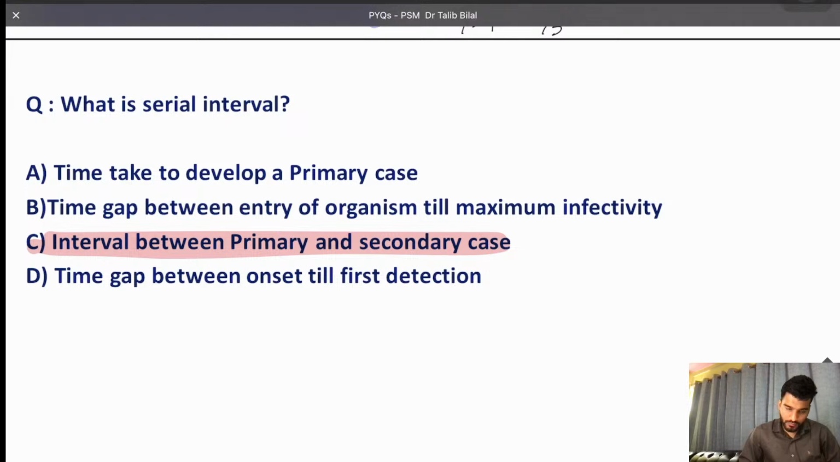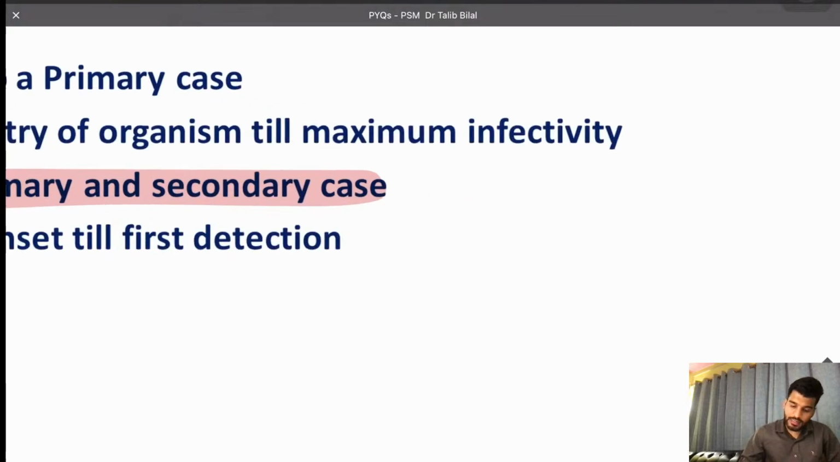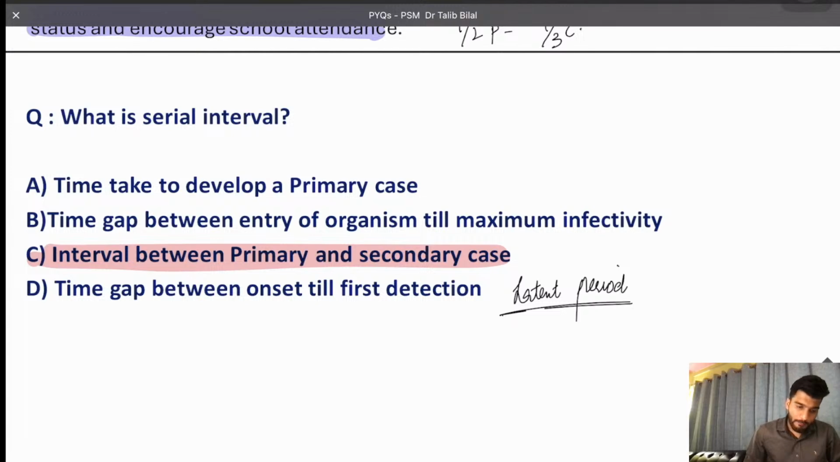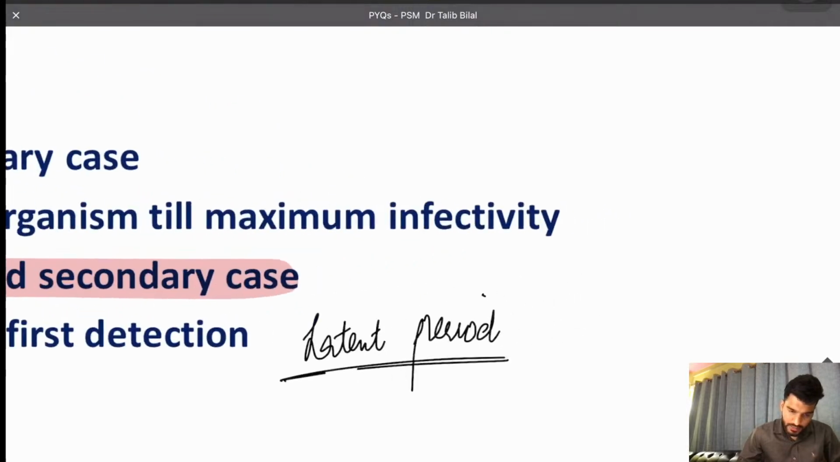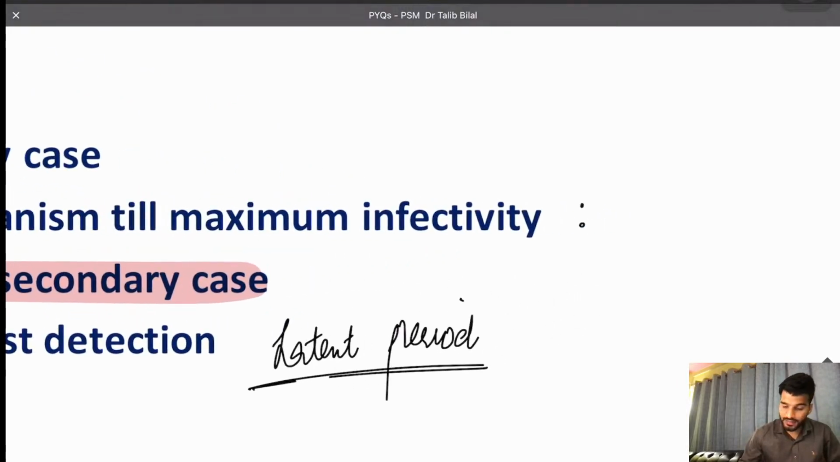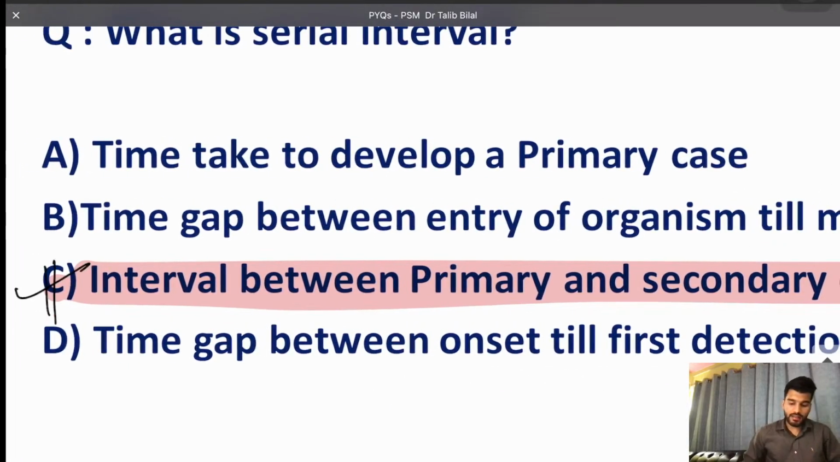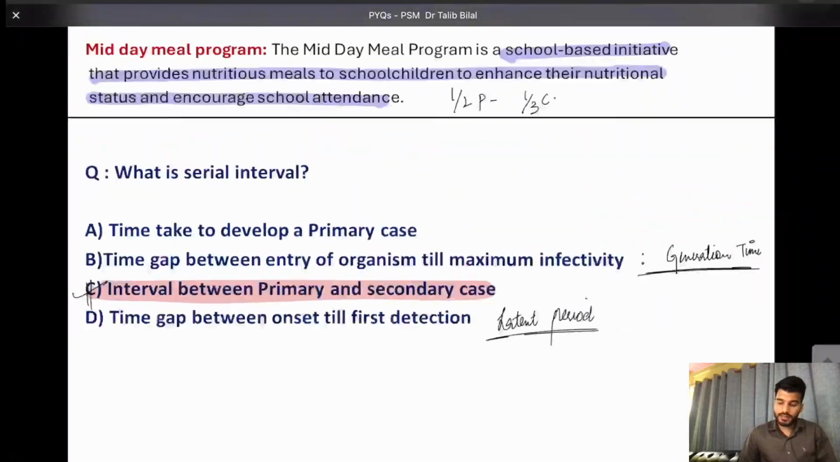Now, the time gap between the onset till the first detection, that is the latent period. If I talk about the entry of an organism till the maximum infectivity, that is the generation time. And the time between primary and secondary case is the serial interval.